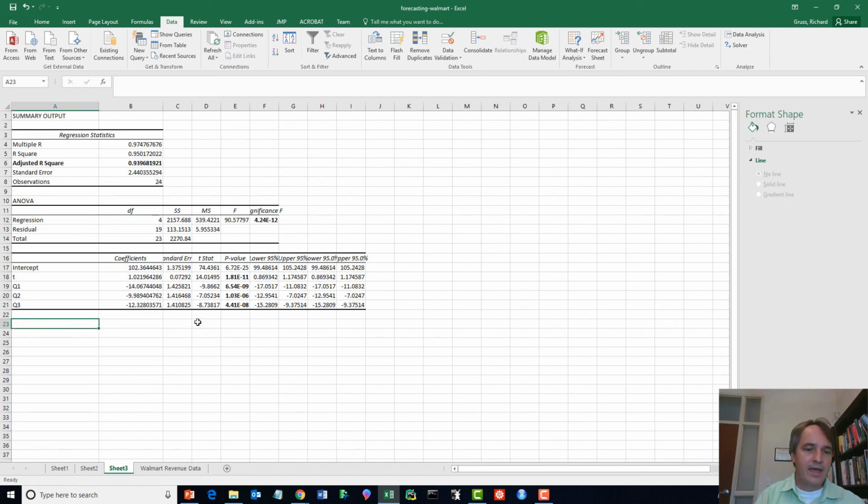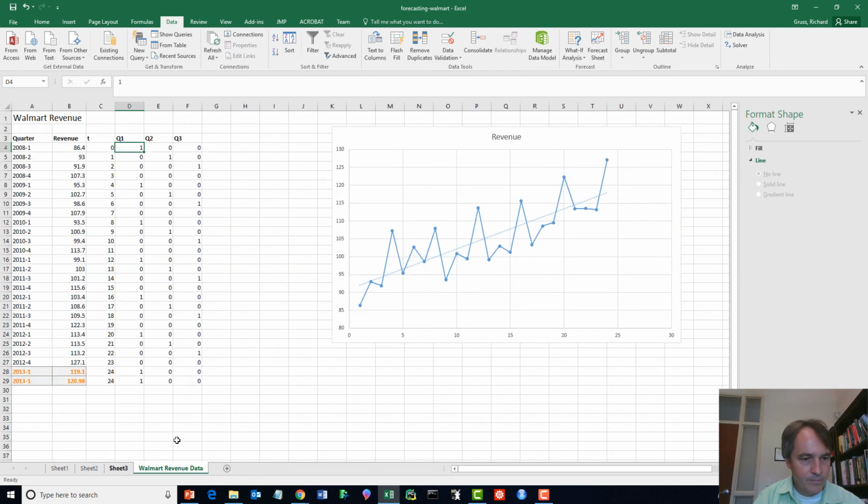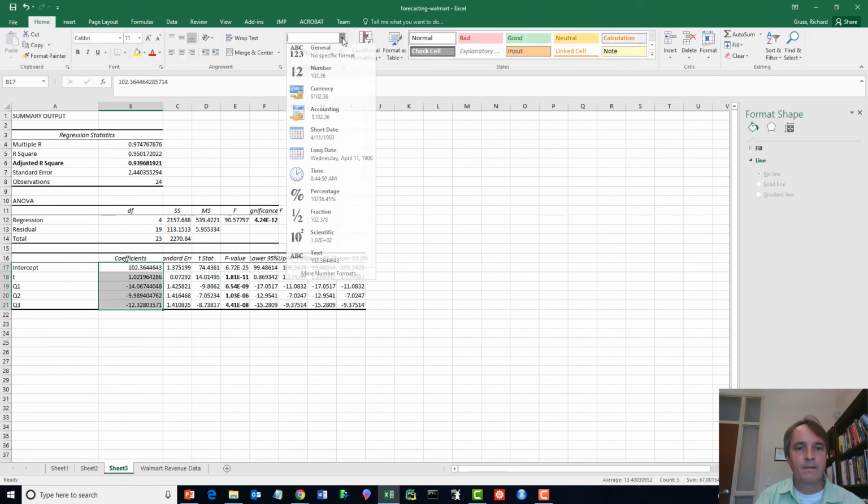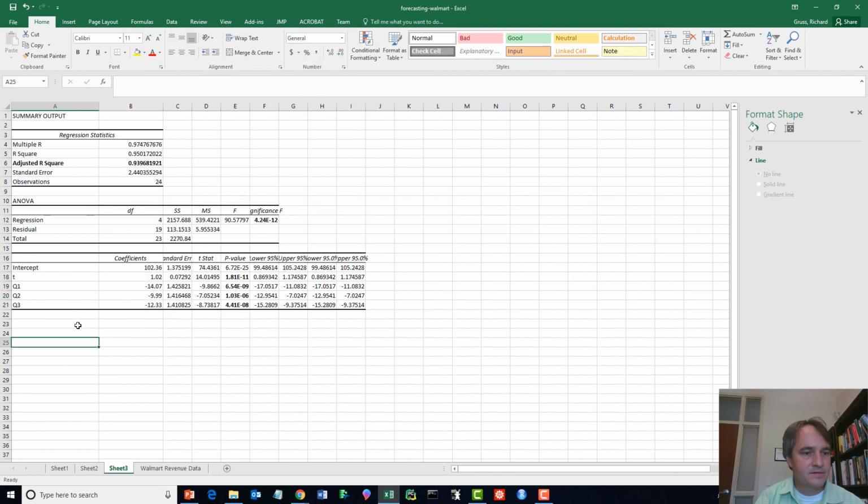So now we have this predictive model. Now let's go ahead and do the prediction by applying this. What we're going to do is copy these coefficients to make this easy. First of all, let's make this easy to read by lopping off decimal places. Then I'm going to copy these down here.